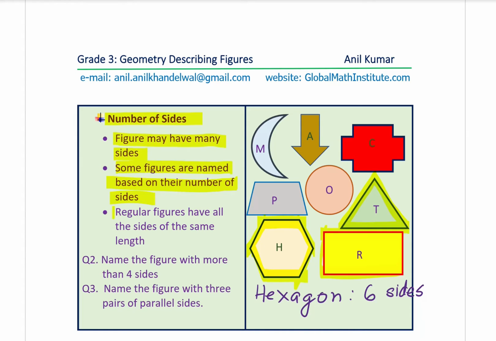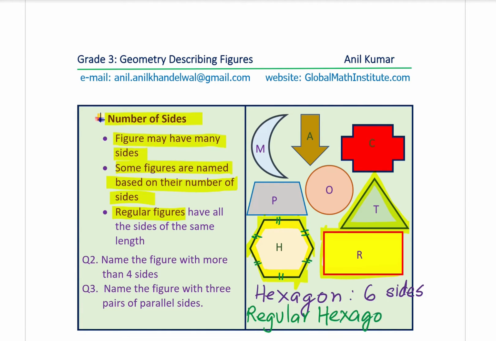Now, there is something called regular figures. Regular figures have all the sides of the same length. If you have a figure like this particular hexagon, all the sides you will see are of the same length. So this is also called a regular hexagon.